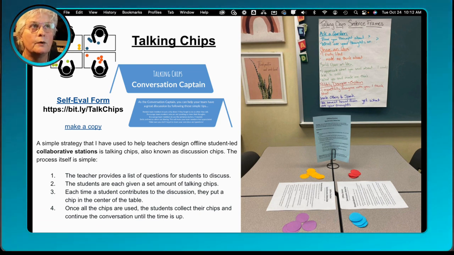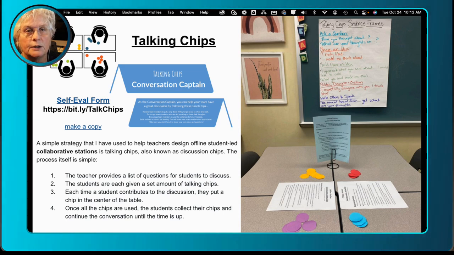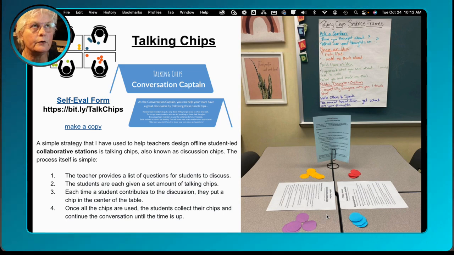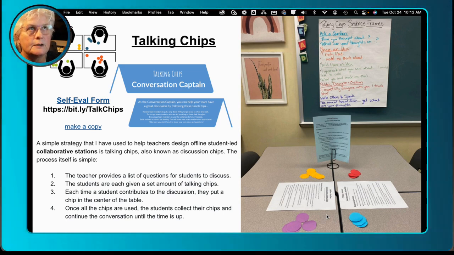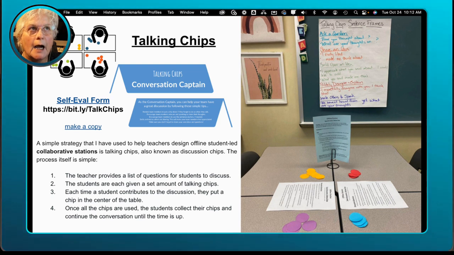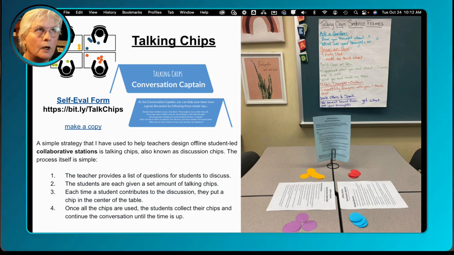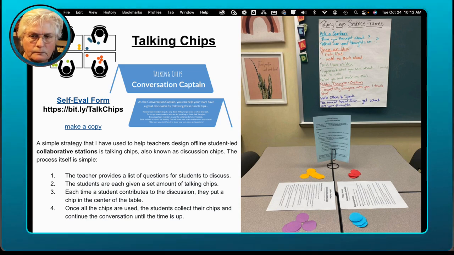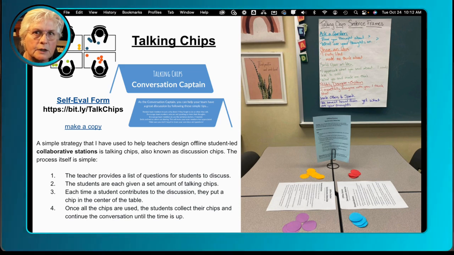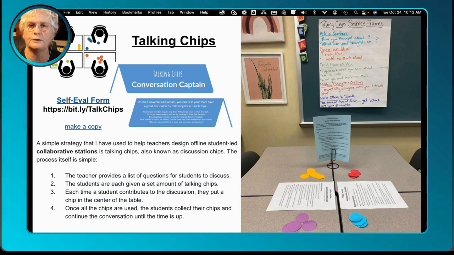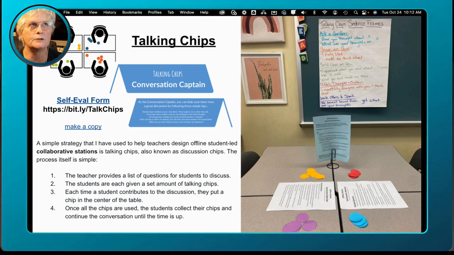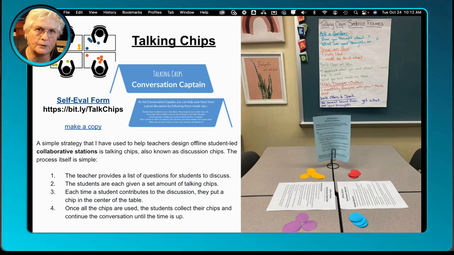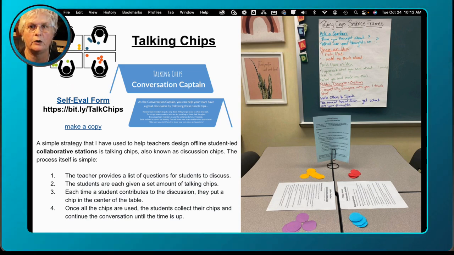But what's recommended is that you have a conversation captain. And you can see that over here under the Talking Chips words in the blue. It says Talking Chips Conversation Captain. I have that for you in a slide. I'll show it to you in just a minute. So this would be like a kind of a paper that's on the desk. You pick one student who's the captain of the team, and that student's job is to make sure that everybody's productive and that they all participate and that it's done fair and ethically.